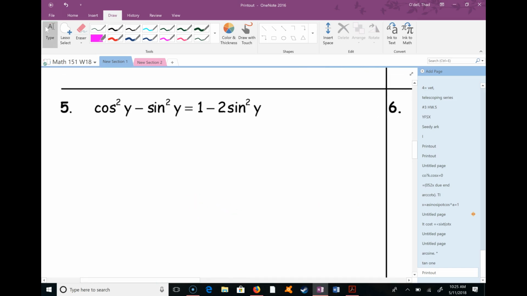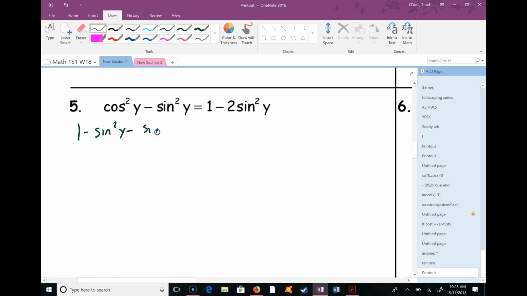Here's cosine squared y minus sine squared y equals 1 minus 2 sine squared y. So what are my options here? They're already in sine and cosine. So in fact, it's almost all sine. If I change that cosine to sine, then I'd have nothing but sine. So that seems like a good maneuver. So if I look at my identity sheet, I realize that cosine squared is the same thing as 1 minus sine squared.